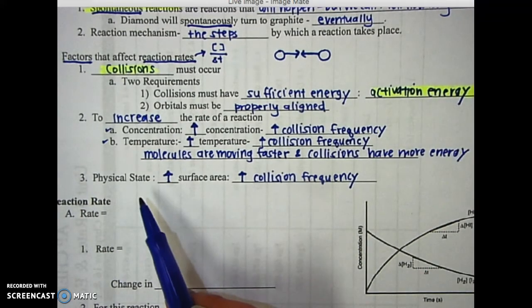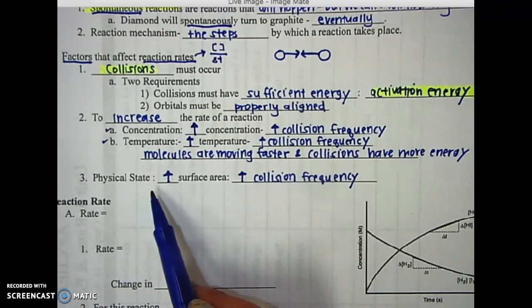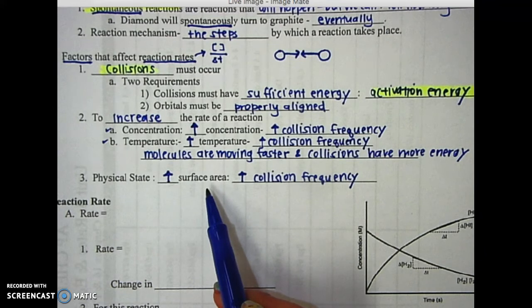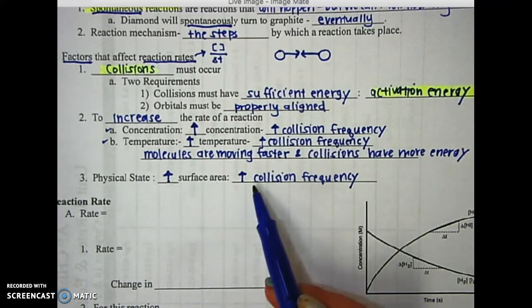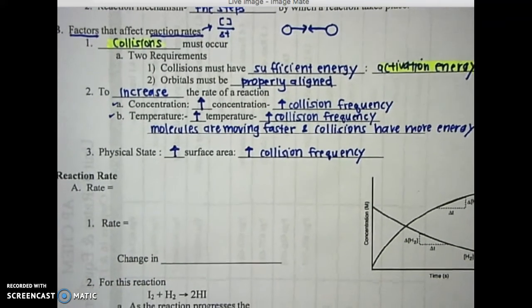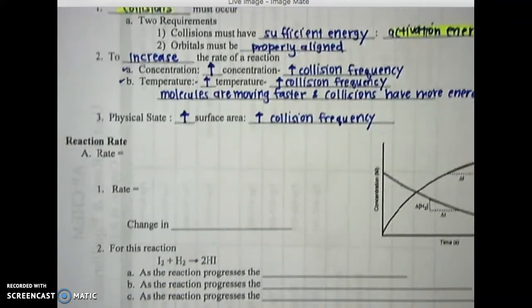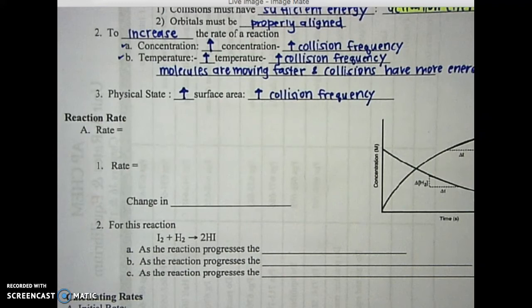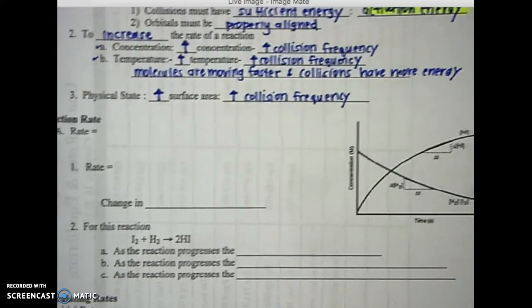And the third thing you could do is you could also mess with the physical state by grinding something down or by increasing the surface area of one of the reactants. You also would give greater chances for the molecules to collide with one another.